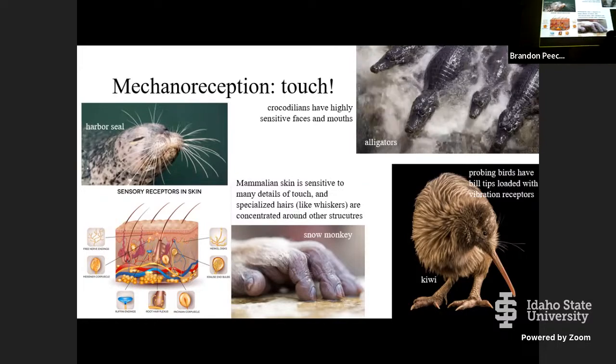I also like this kiwi because it has feathers that are long and delicate, just like a whisker, except that's a feather and that's a hair, but they're still around their mouth. Touch sensory structures that even a bird can have sometimes, which is really cool.